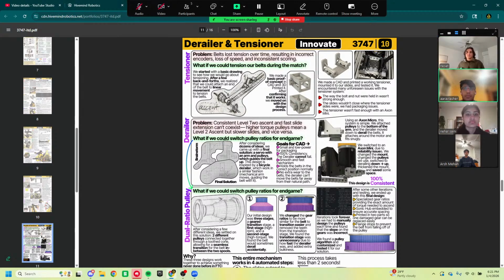Yeah, I think that's really important because judges especially want to see your thought process more than your final design. So I think you do a really good job of going through your thought process. Okay, this is where we started and this is where we went, and then here's some problems we faced and here's how we fixed it.